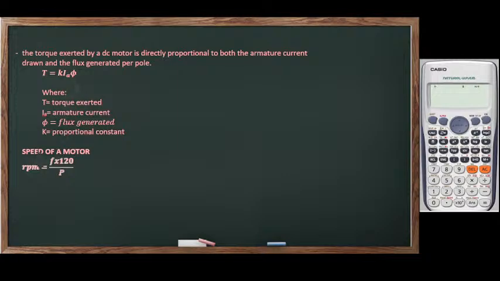Tapos yung speed of a motor, it is given by RPM is equal to F, yung F natin is the frequency, times 120 over P. So 120 here is constant. So sa last natin, if mapapansin nyo sa last nating meeting talking about sa speed naman ng ating alternator, parang katulad na ito, kasi yung frequency of our alternator is equal to the number of poles times N, which is our speed, over 120. So yan yung kanyang formula. So parang sa speed of a motor, parang binaliktad lang natin konti yung formula.